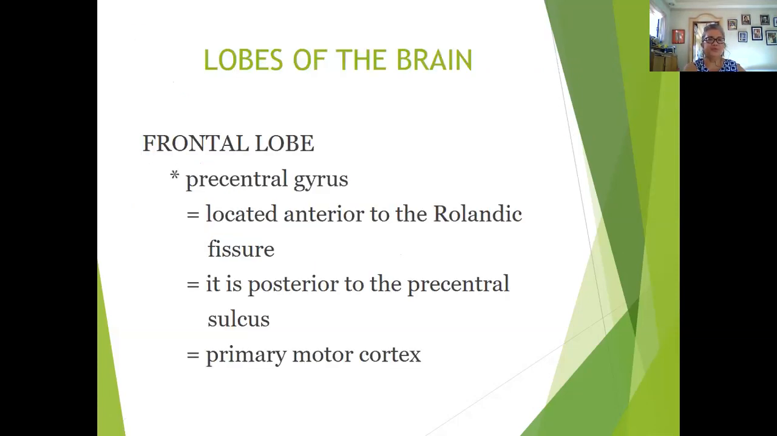So the lobes of the brain, you have the frontal lobe. The lobes are made up of different gyri. You have the precentral gyrus, which is located anterior to the Rolandic fissure, but it is posterior to the precentral sulcus. So this is your primary motor cortex.